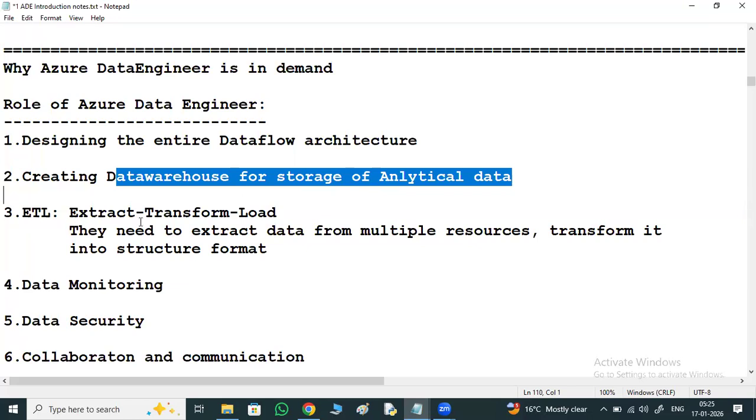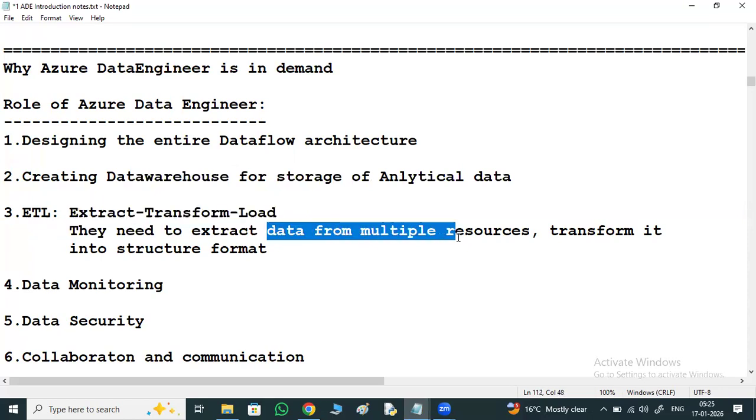ETL: extract, transform, and load. They need to extract data from multiple resources, transform it into a structured format, and load this data into the company's storage service for further business evaluations by the data scientists, data monitoring, and data engineers.